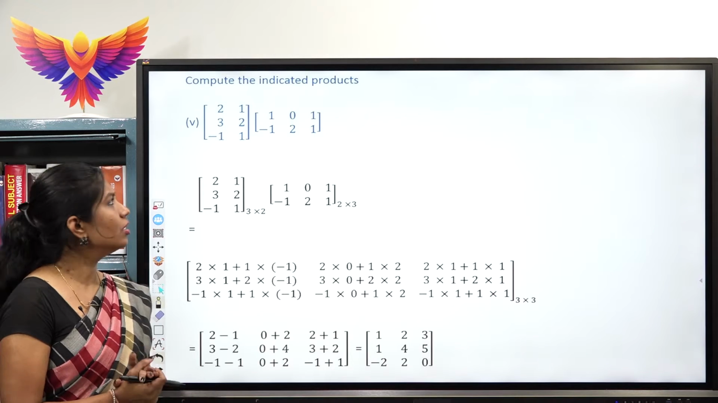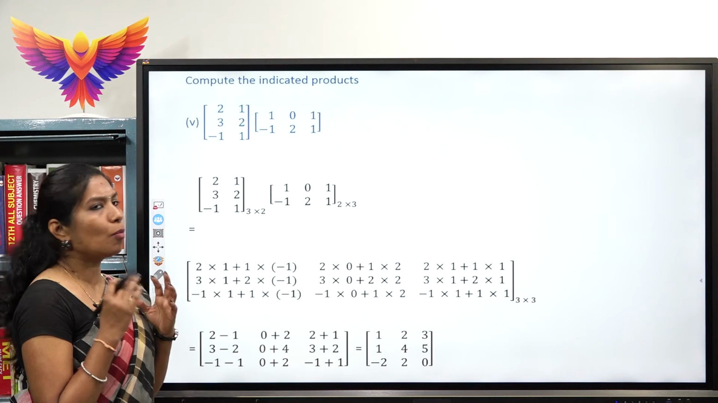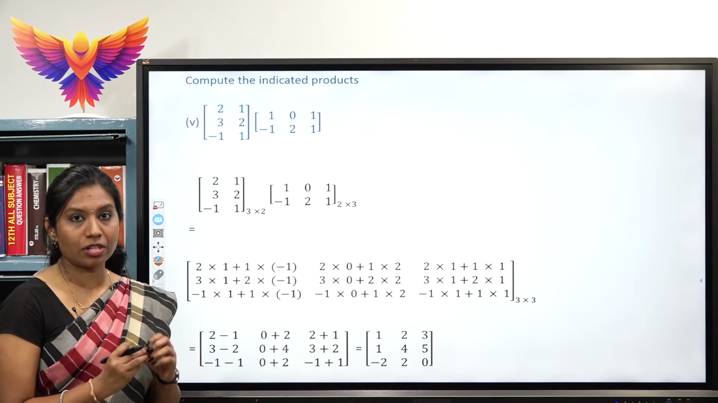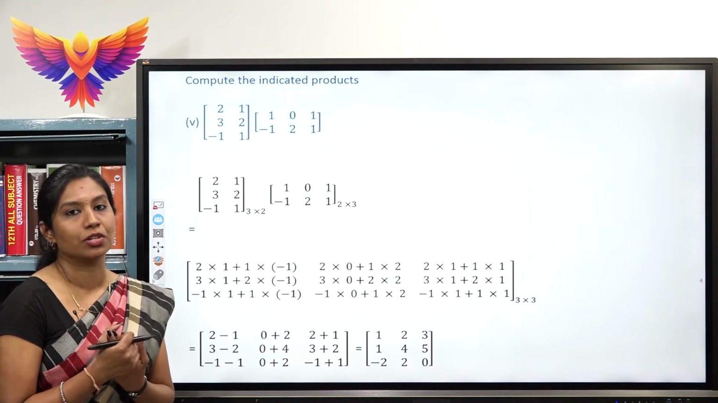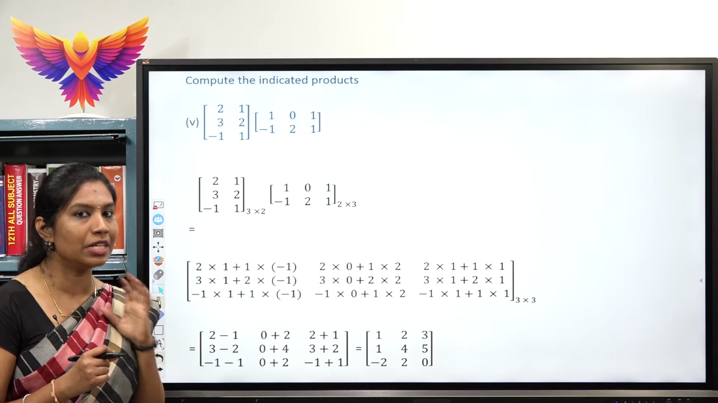Moving with the next one, a similar kind of question again. We just have to multiply the matrix here, normal multiplication. Look into the order first, then you decide how to go with the multiplication. Whether we can multiply or not will be decided based on the order that has been given here.